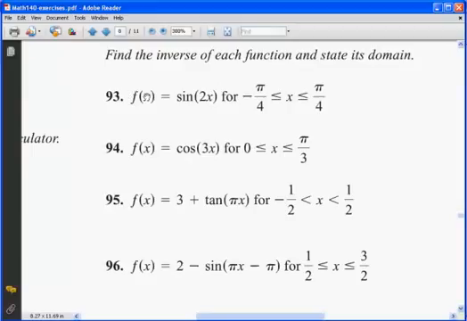Okay, let's continue. So let's look at problem 96 on page 486. We need to find the inverse of this given function and state the domain. So it's on page 486, problem 96.